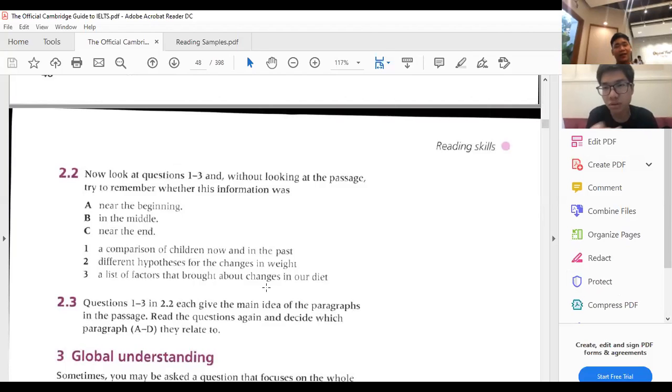So we skimmed the article. So we have three main ideas. Number 1, a comparison of children now and in the past; number 2, different hypotheses for the changes in weight; and number 3, a list of factors that brought about changes in our diet. So let's use what you have remembered from the skimming earlier, and guess where each main idea goes: if it is near the beginning, in the middle, or near the end. Use what you remember from the skimming earlier and find a perfect spot for these main ideas.